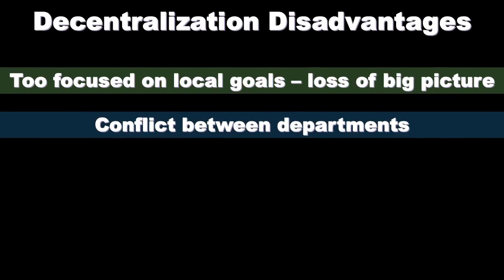Then we have the conflict between departments. Oftentimes when we think about decentralization, there can be competition between the departments or a lack of communication. In other words, if you have a top-down type of structure, everything goes from the corporate office and then is communicated to the rest of the organization. It's very clear what the chain of command is, where the decision has come from, and how that decision will then be disseminated through the rest of the organization.